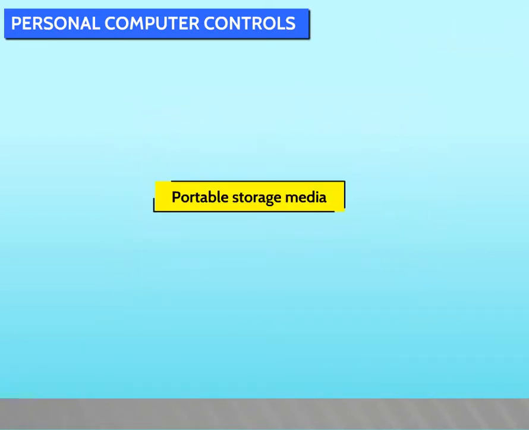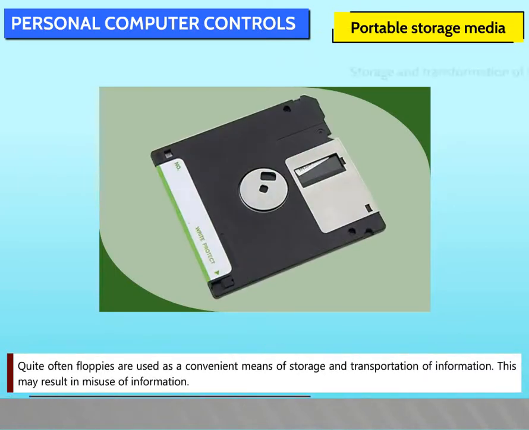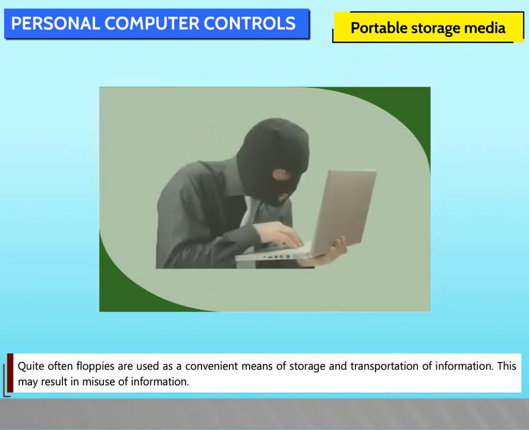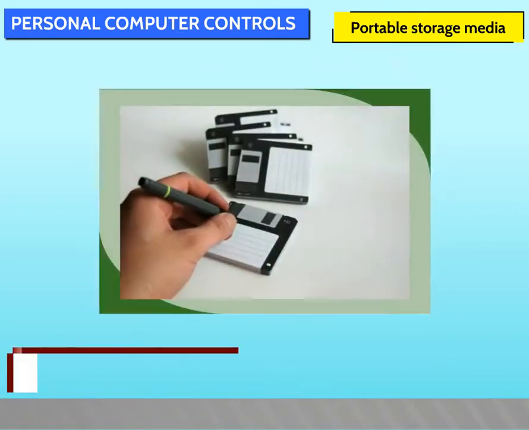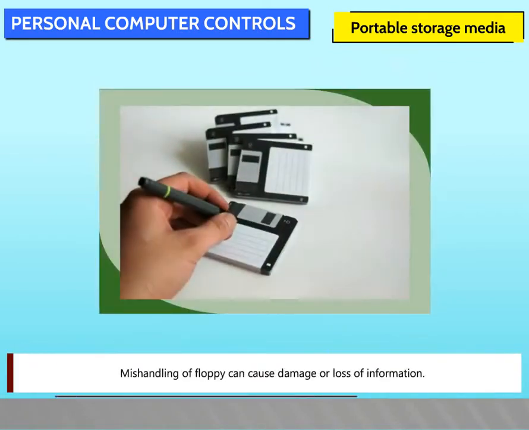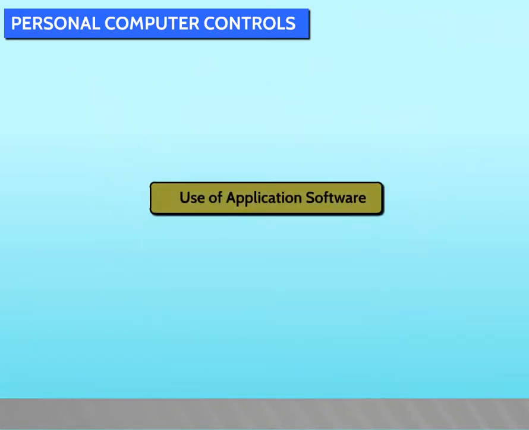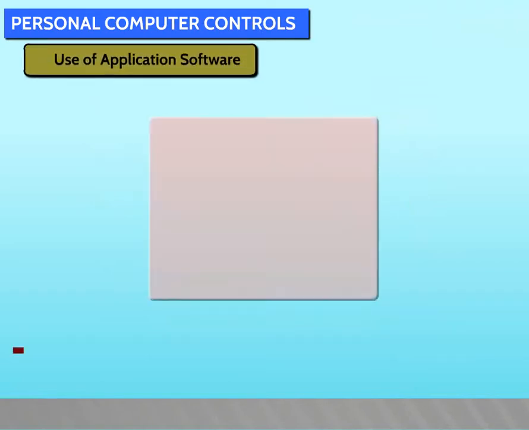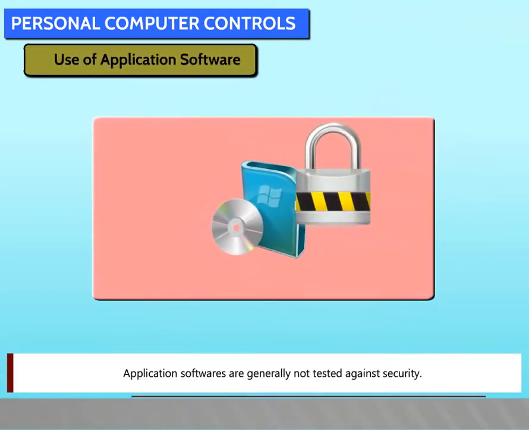Portable storage media. Quite often, floppies are used as a convenient means of storage and transportation of information. This may result in misuse of information. Mishandling of floppies can cause damage or loss of information. Use of application software. Application software is generally not tested against security.